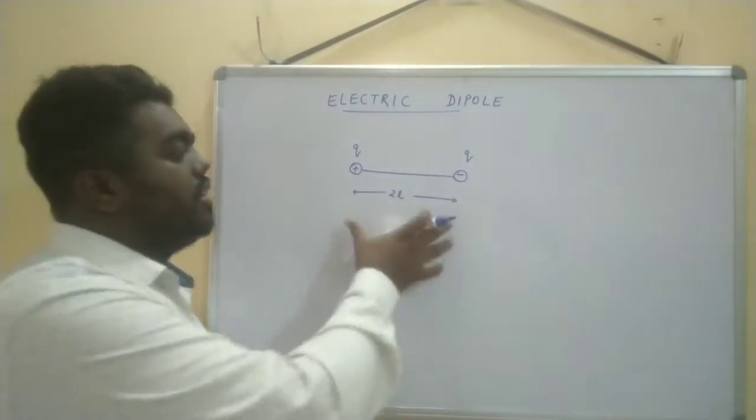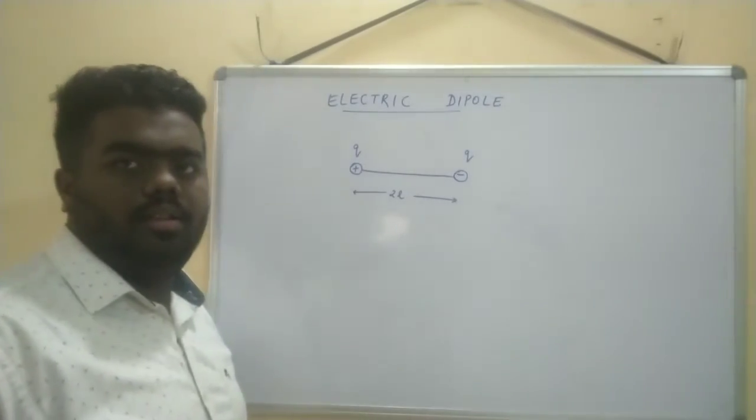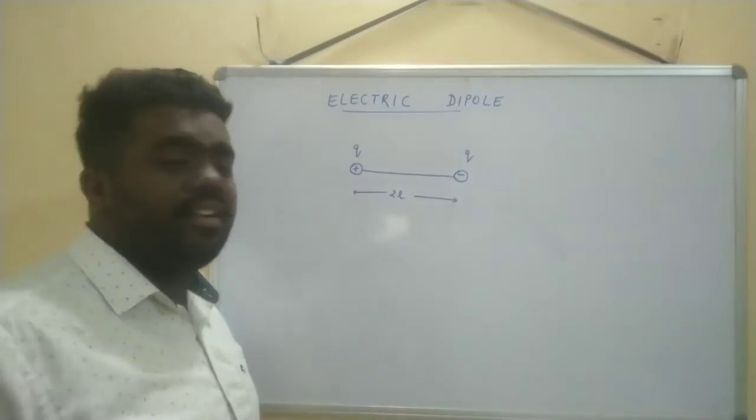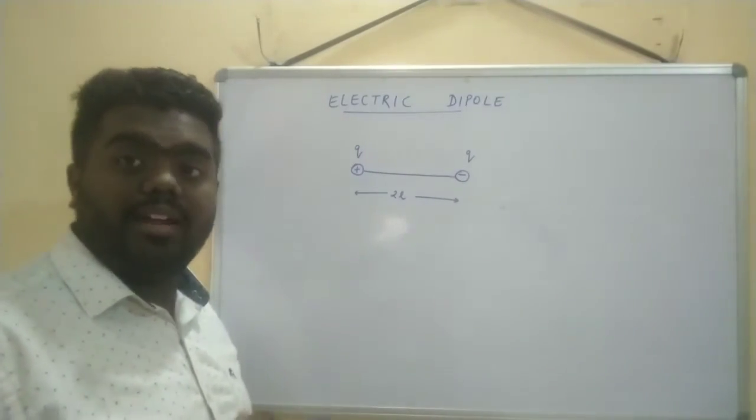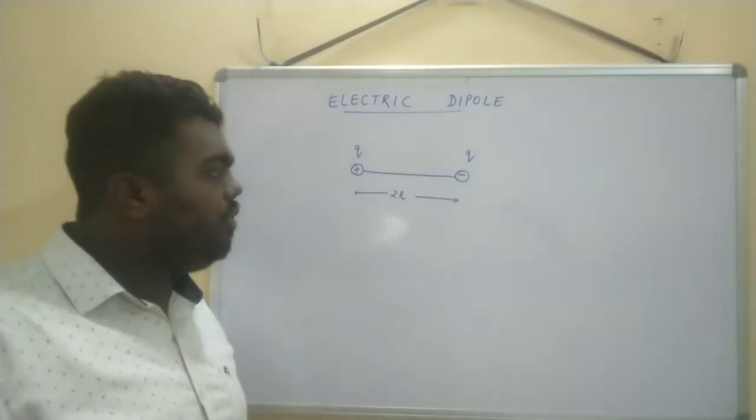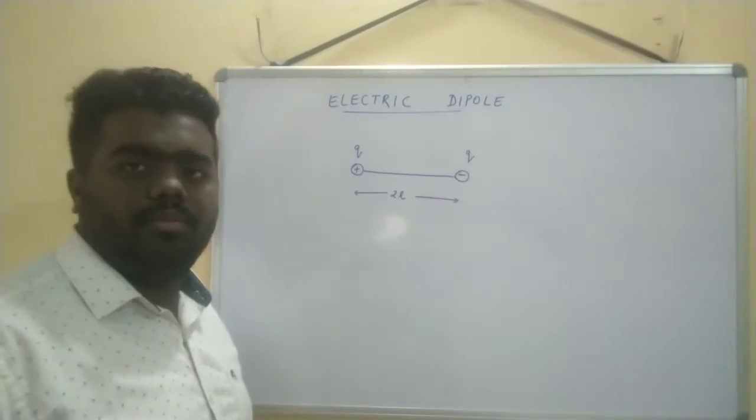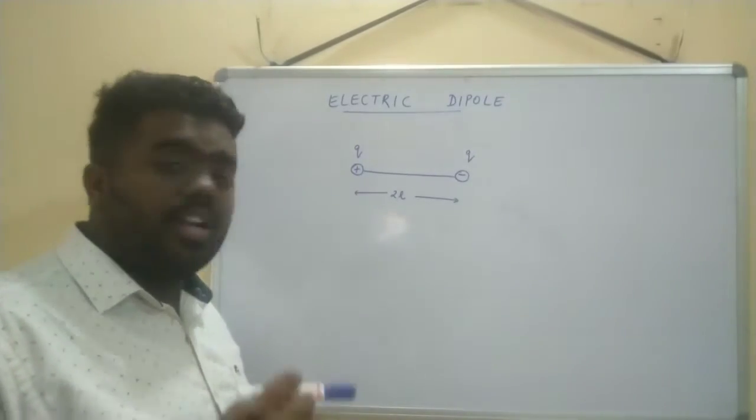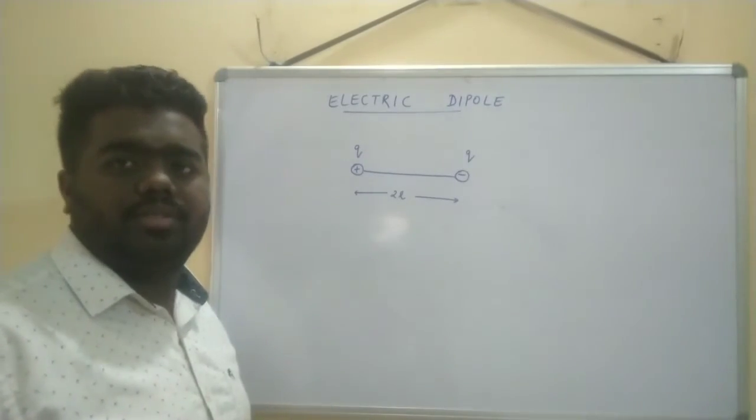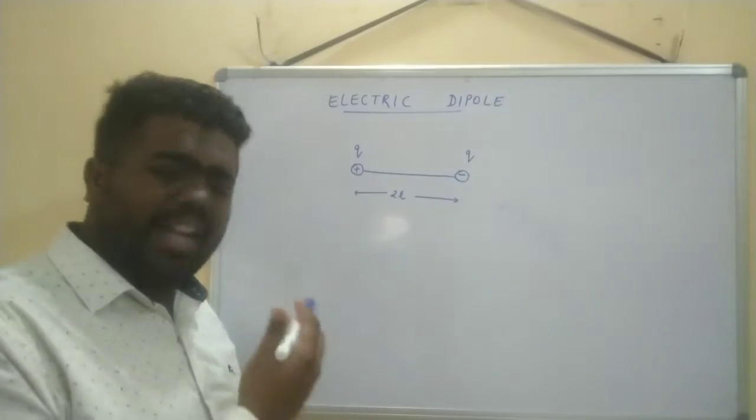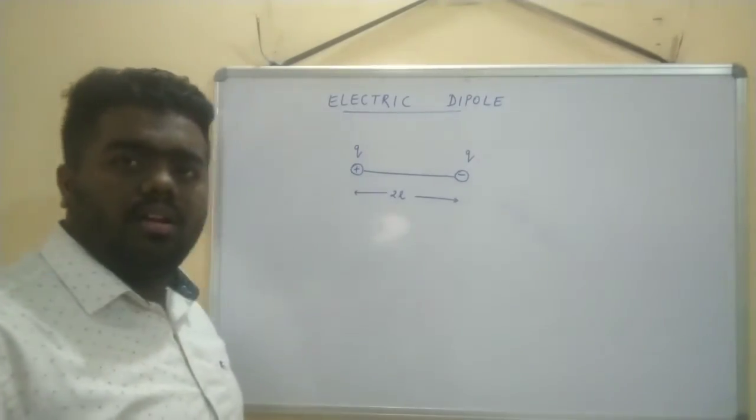The distance between the charges is taken as 2L. So this is the standard distance between the two charges of the dipole, 2L. If you want to take some other length like L or something else, you can, no problem. But taking 2L is convenient for us for derivations and other purposes, so it is kept as standard also. Take 2L only. So this constitutes a dipole.